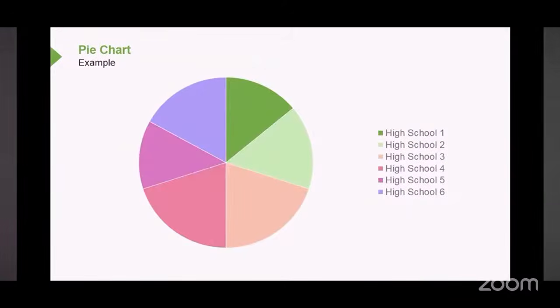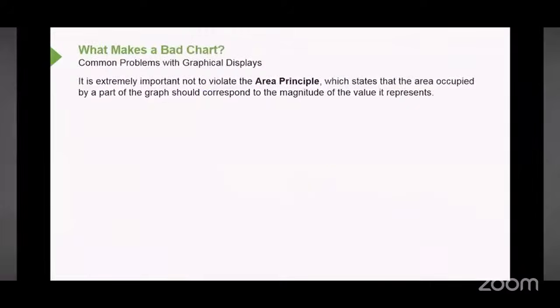But there are some things that can make a chart bad. The biggest problem that we have in categorical data displays is violation of what's known as the area principle. What the area principle says is that the area occupied by a part of the graph should correspond to the magnitude of the value it represents. So let's look at some examples of bad graphs.